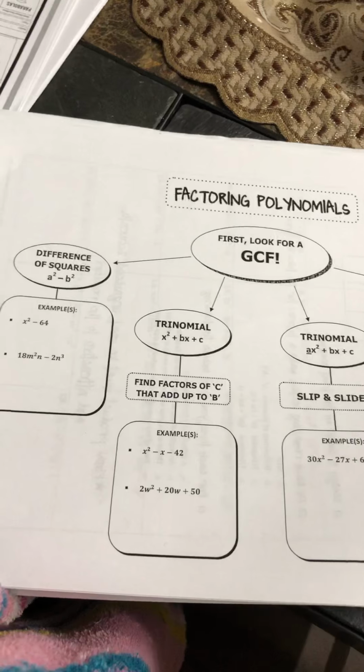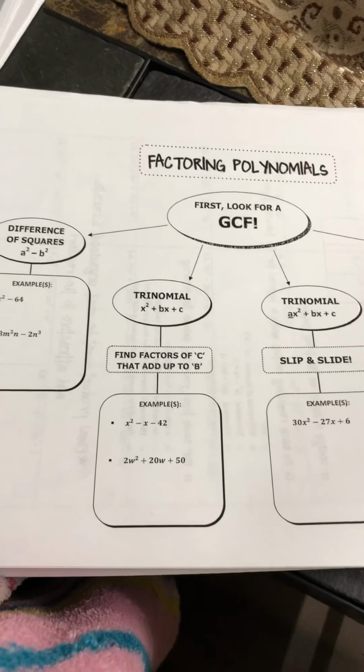So today our topic is just reviewing all the different kinds of factoring of polynomials. There were four kinds of factoring we learned in this chapter.